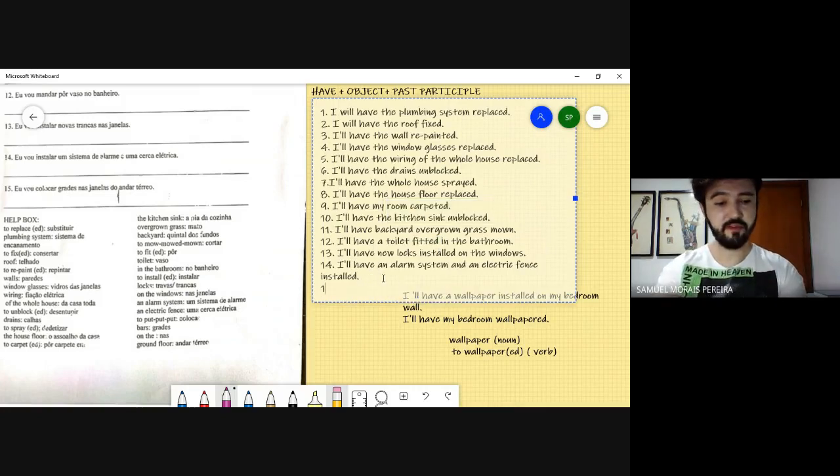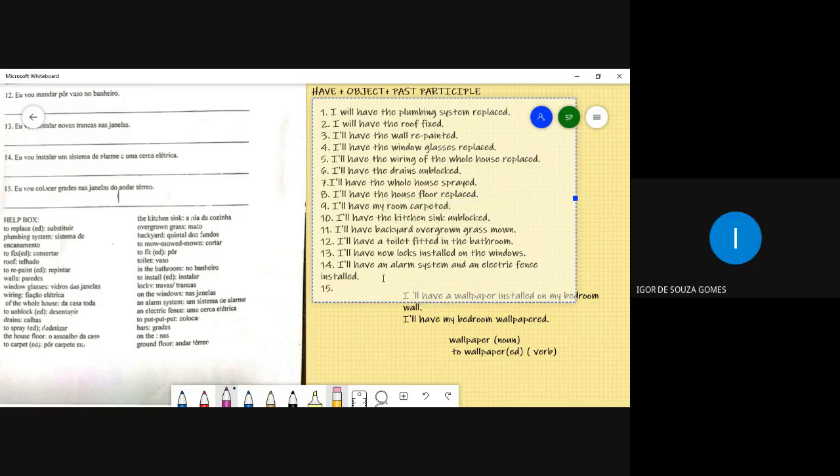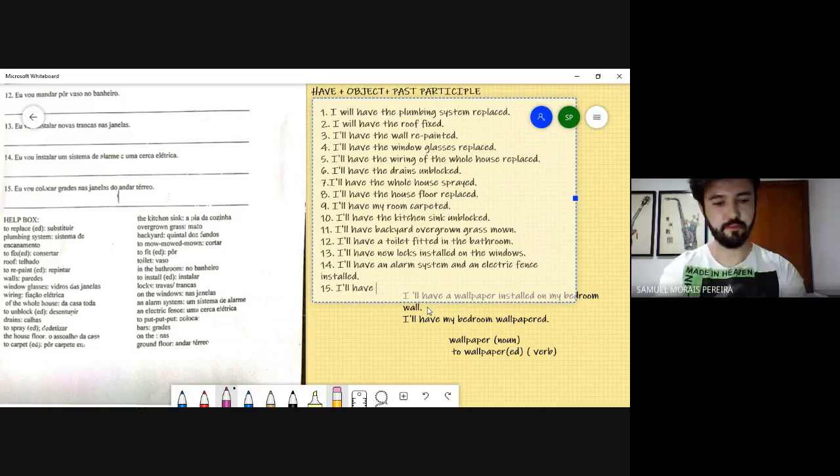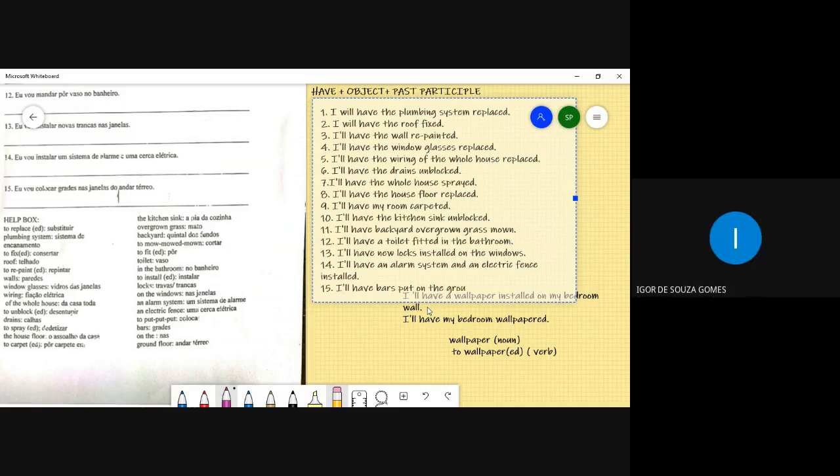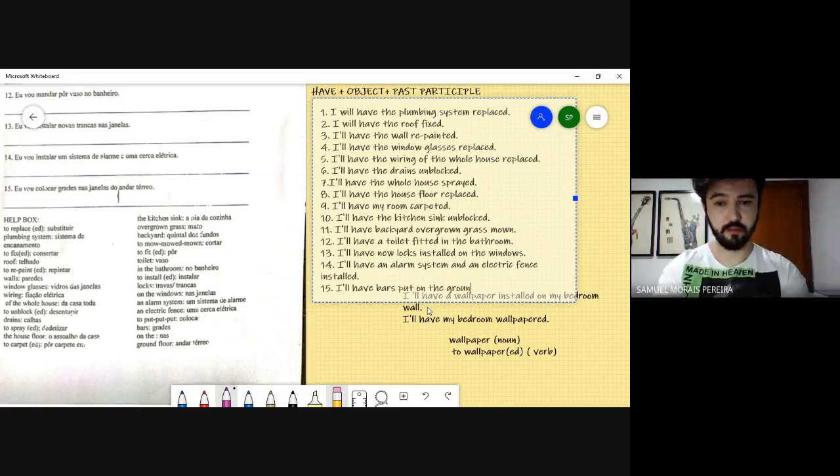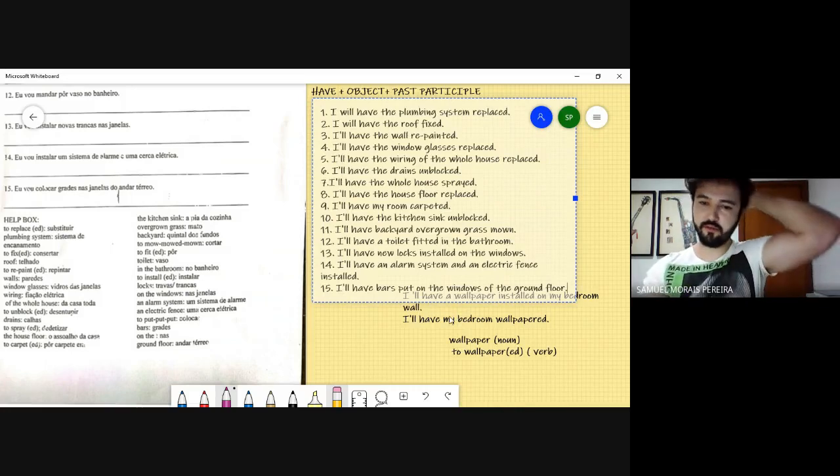Well, now number 15, please. I will have bars put on the windows of the ground floor. Perfect. So I'll have bars put or installed, fitted, okay? Where? On the windows of the ground floor. Thank you so much, Igor. Thank you, okay? You can close the microphone now.